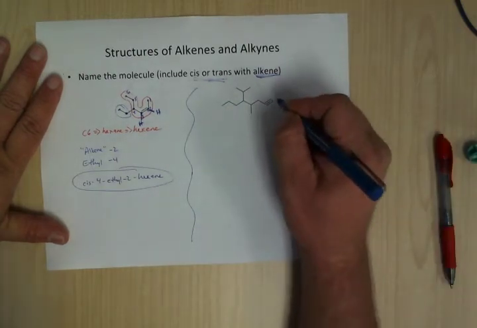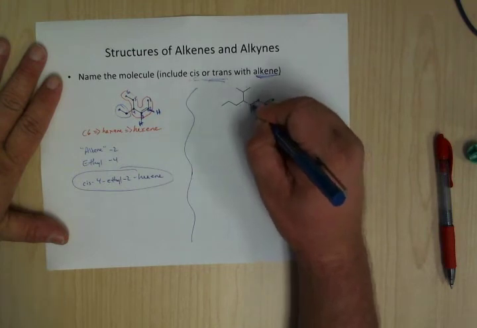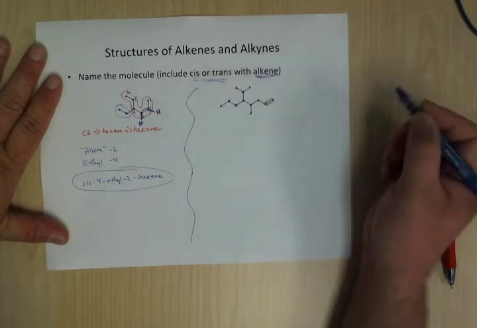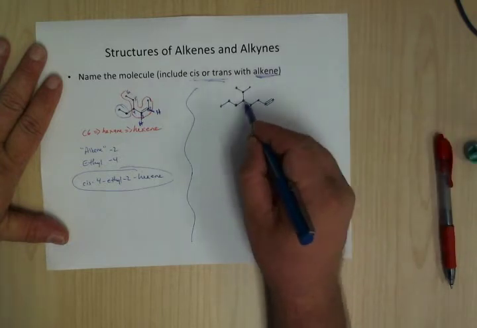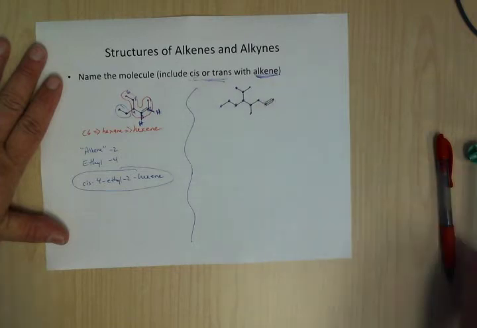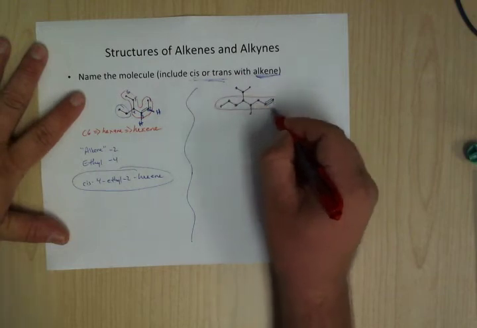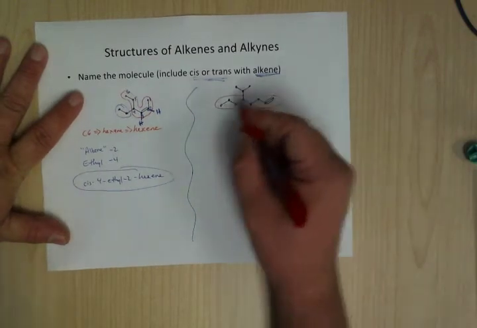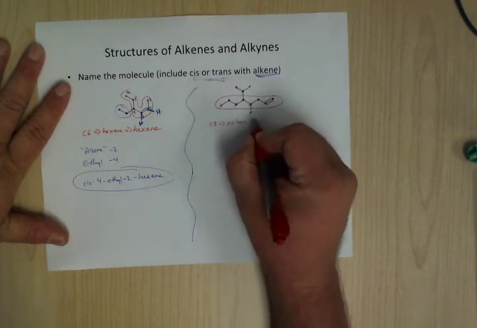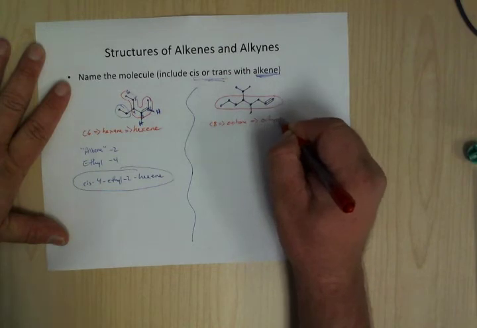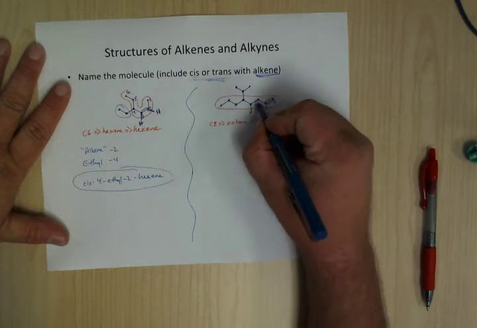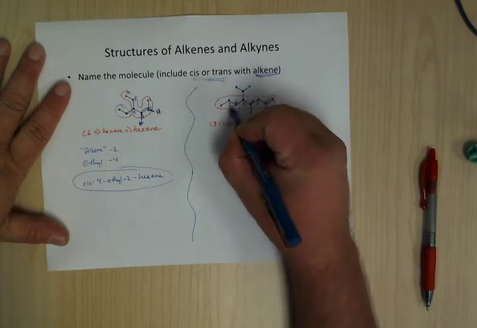Now for this one here, again, you can put in your dots. So 1, 2, 3, 4, 5, 6, 7, 8. 1, 2, 3, 4, 5. 1, 2, 3, 4, 5, 6, 7. Okay, so this is going to be our main chain. The main chain has to include that triple bond. So C8, which would normally be octane. But since there's a triple bond, it's octyne. Now with the numbering, 1, 2, 3, 4, 5, 6, 7, 8.